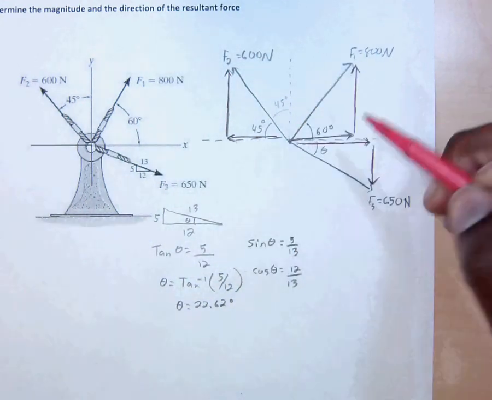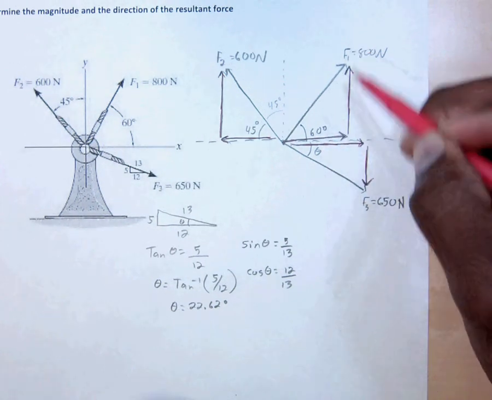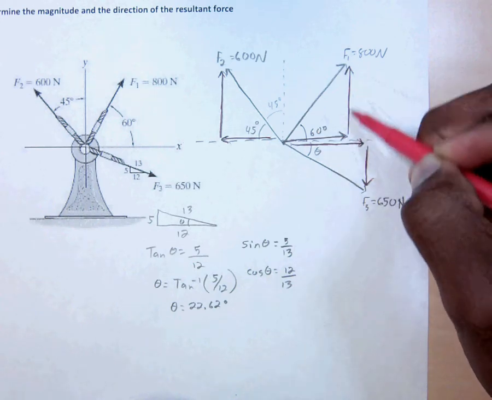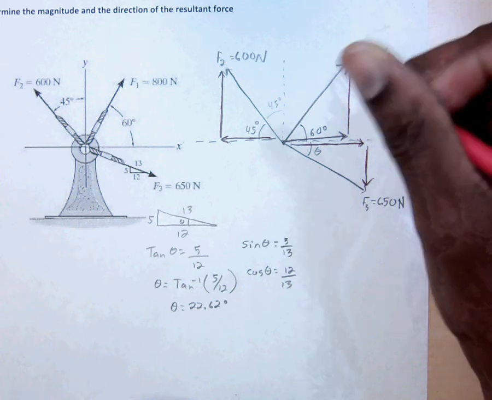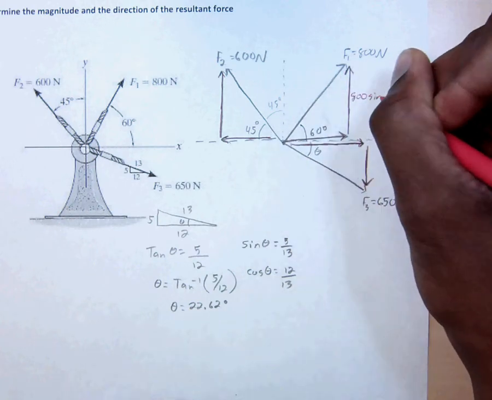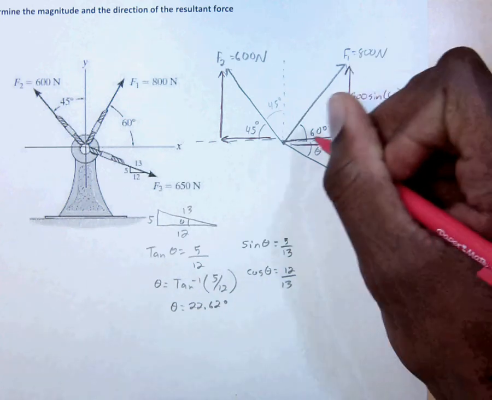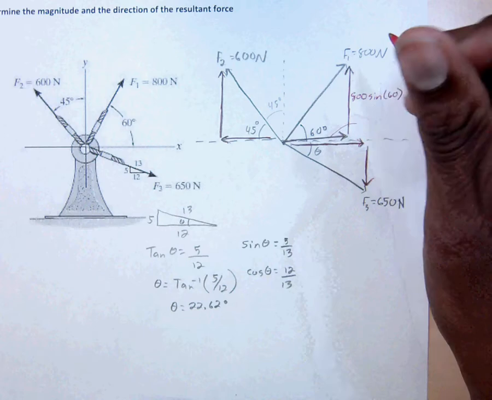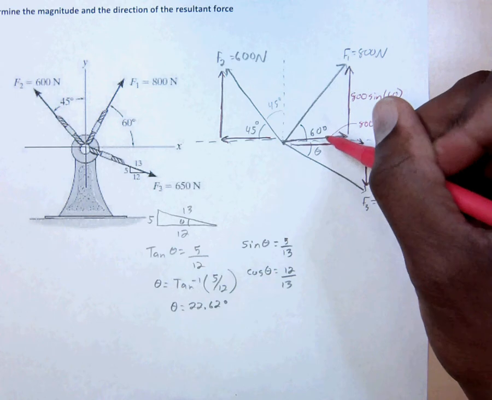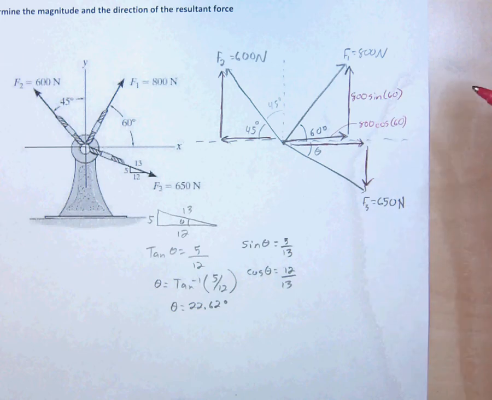Alright, so now we have to find out the values of these components. And so what we're going to do is, we know that, for example, for force number 1, if we're looking at the opposite from our reference angle, then this component in the y direction is just going to be the magnitude, which is 800 newtons, times the sine, since it's the opposite side of our reference angle, which is 60 degrees. Okay, if we want to identify our x component for force number 1, we take the magnitude again, which is 800 newtons, and then we multiply by the cosine, because it's the adjacent side to the reference angle.